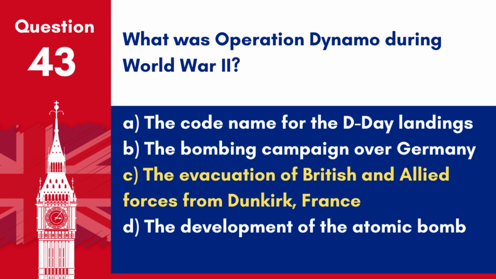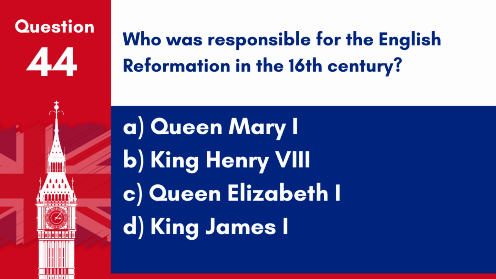Answer: C. The evacuation of British and Allied forces from Dunkirk, France. Operation Dynamo was the code name for the evacuation of British and Allied forces from Dunkirk in 1940, a significant event in World War II. Question 44. Who was responsible for the English Reformation in the 16th century? A. Queen Mary I. B. King Henry VIII. C. Queen Elizabeth I. D. King James I.